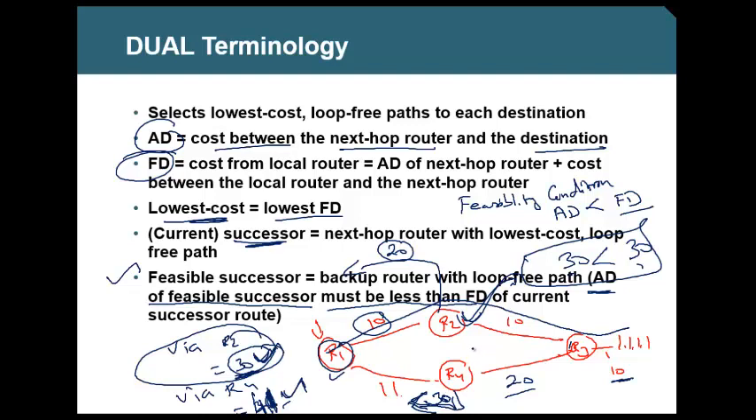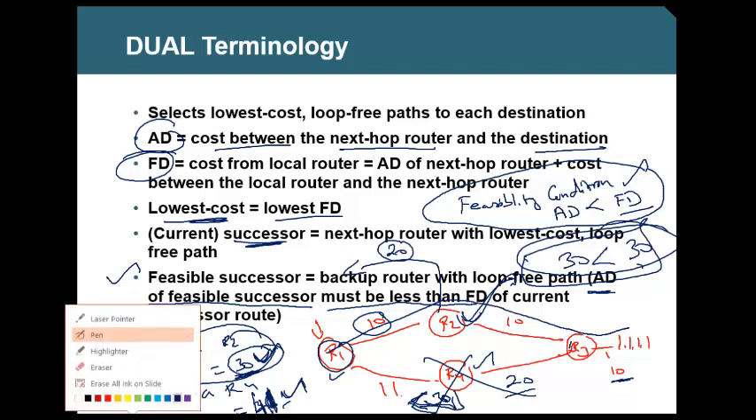See, the condition is the advertised distance must be less than the feasible distance. But here, is it less than? No, it's not less than. It is equal to. So even though there is a backup path, according to EIGRP, this won't be considered. This will not be considered as a backup path because it did not satisfy the feasibility condition.